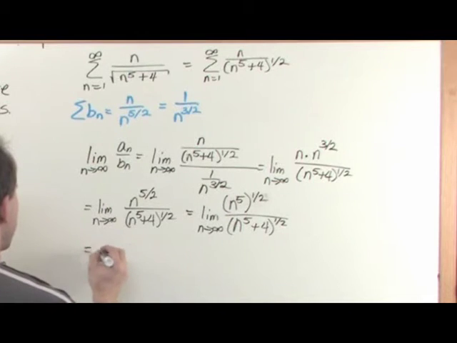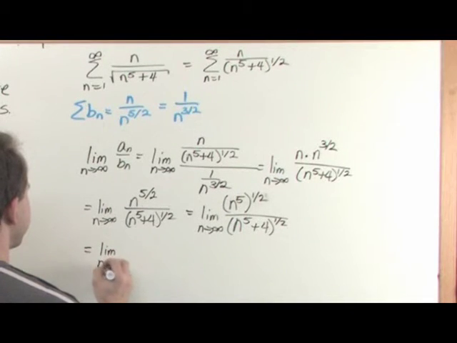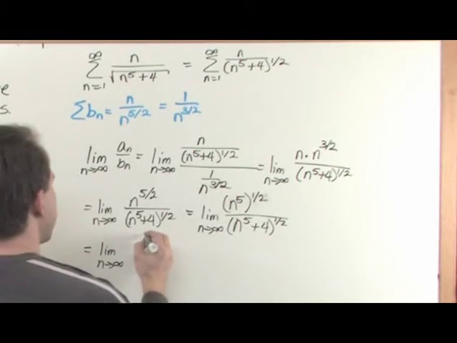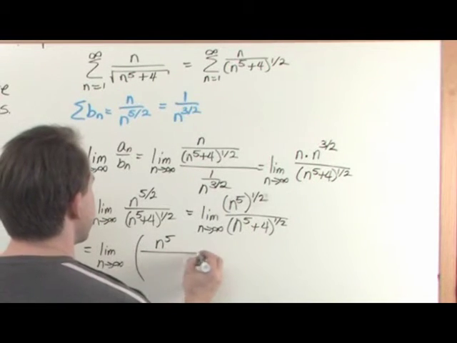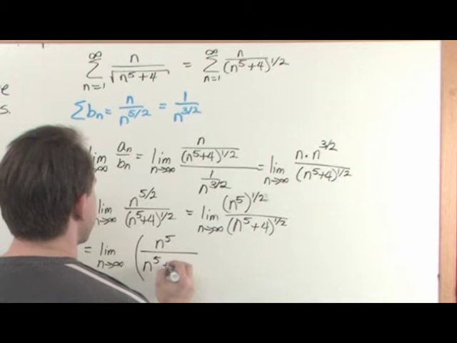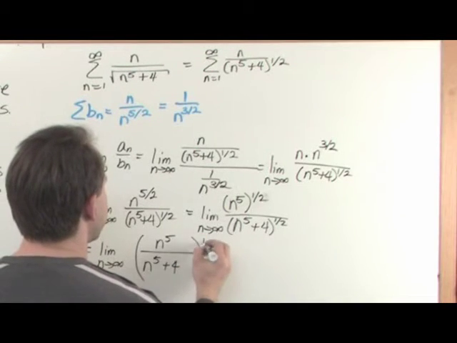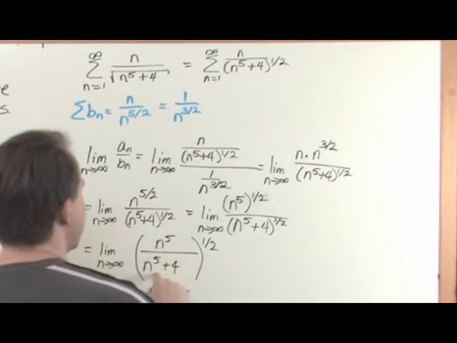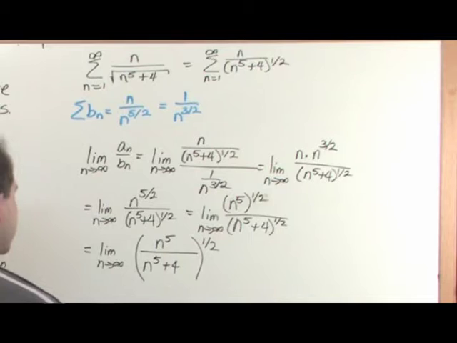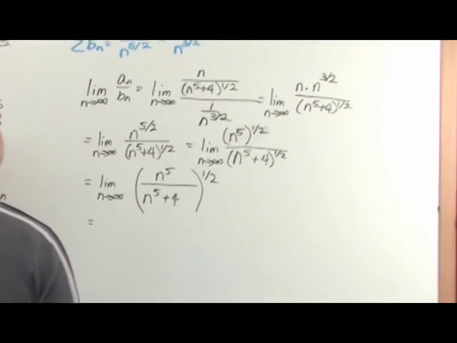And I think you might see where I'm going with this. The reason I'm doing this is because I want to bring all of this stuff under the common radical, (n to the 5th plus 4), all raised to the 1/2. Now that looks a whole lot cleaner from the point of view of doing a limit, because now I can simplify this guy by dividing the top and dividing the bottom by n to the 5th power.